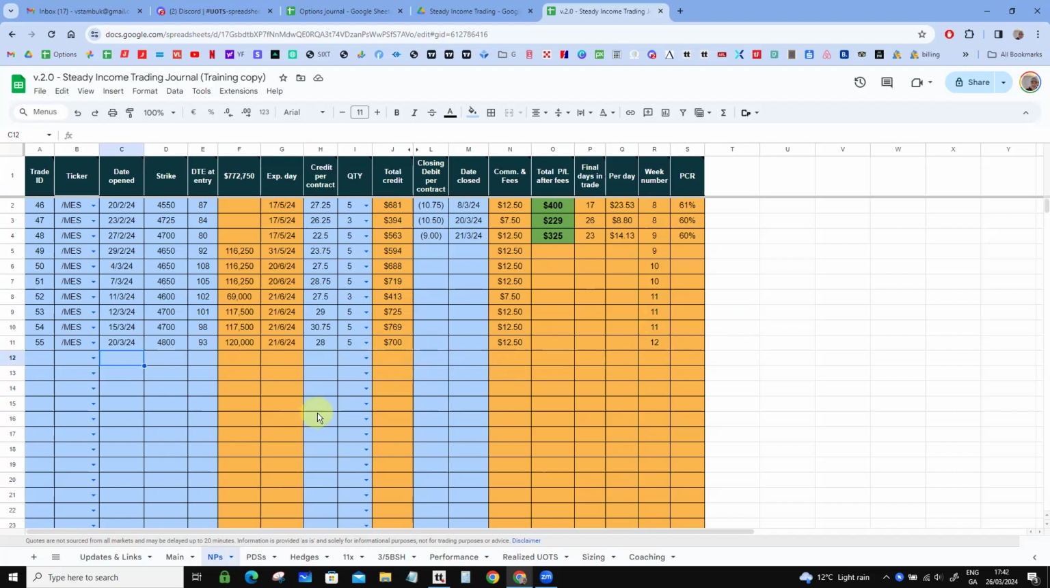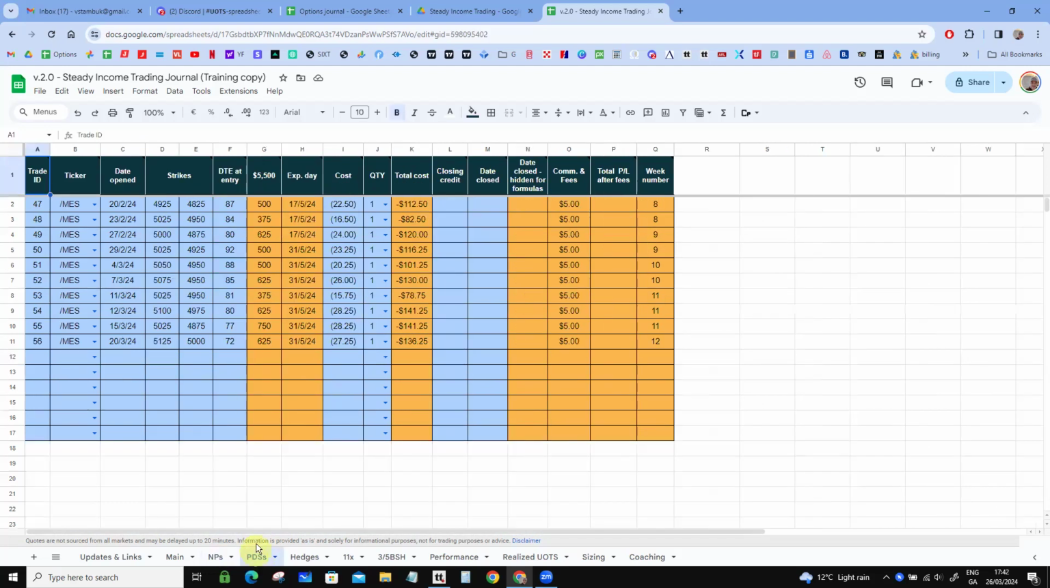Okay, so that's pretty straightforward. Unless there are any questions, I will move on to put debit spreads. Generally speaking, we start with a naked put. Once we put that on and we know how much we collected per contract, then we know we want to spend up to 20% of that on our put debit spreads.